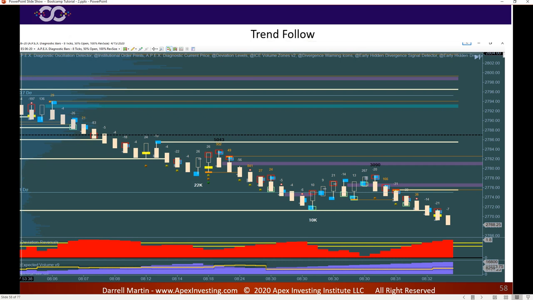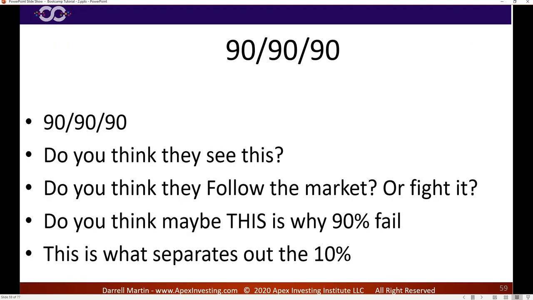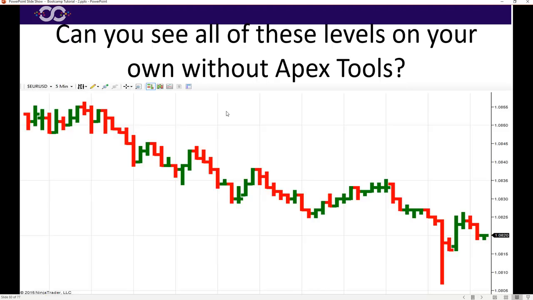Oh man, I accidentally closed that chart. Do you think people trading blank charts can see that? Can the 90, 90, 90 see all that? Can they follow it? Okay. Just because they're looking at some 5-minute blank chart with these random indicators, they cannot see all these things.